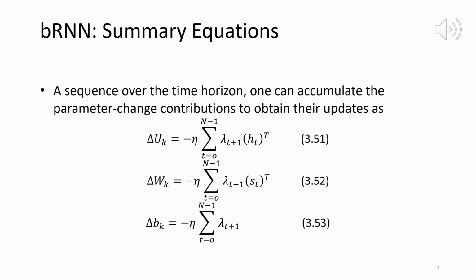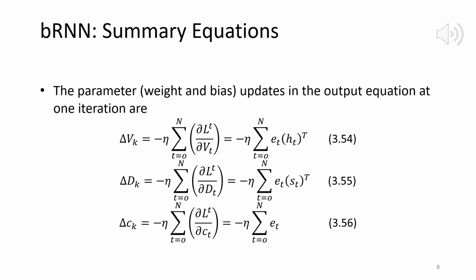Thus, for each parameter, we may accumulate the parameter change contributions over the time horizon to obtain their updates as shown in equations 3.51, 3.52, and 3.53. Note that the update here is over the time index from 0 to n-1, which is expressed in the summation form in these equations. Similarly, the parameter, weight and bias, updates in the output equation at one iteration can be done over the time horizon as shown in equations 3.54, 3.55, and 3.56.